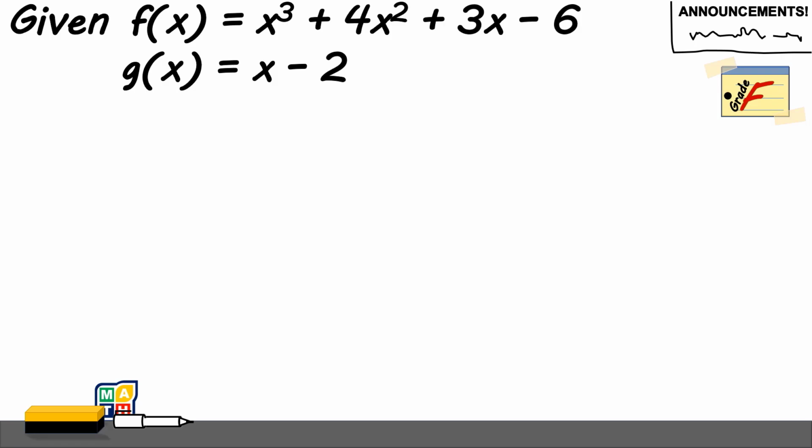Hi, welcome back. Now we are going to see the quotient if we are going to divide this function f of x by the function g of x. So f of x is x cubed plus 4x squared plus 3x minus 6 to be divided by g of x, which is x minus 2.